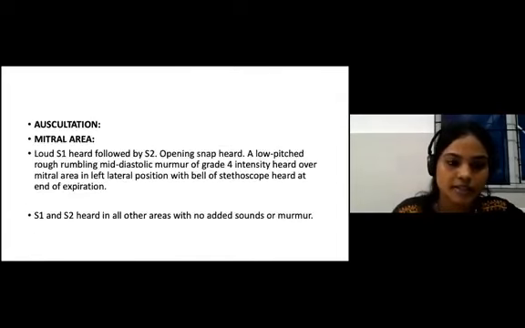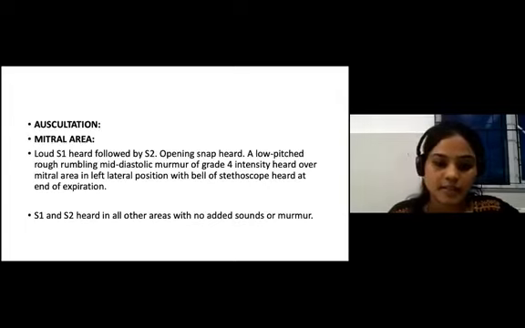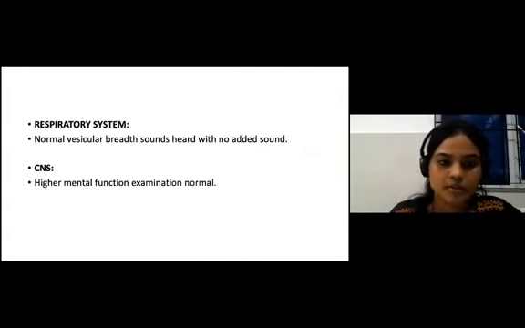On auscultation, in the mitral area, loud S1 heard followed by S2, opening snap heard, and a low pitch, rough, rumbling mid-diastolic murmur of grade 4 intensity heard over the mitral area in the left lateral portion with the bell of the stethoscope, at the end of expiration. In all other areas, S1 and S2 heard with no added sounds or murmur. On respiratory system examination, normal vesicular breath sounds heard with no added sounds. On central nervous system examination, higher mental function normal.